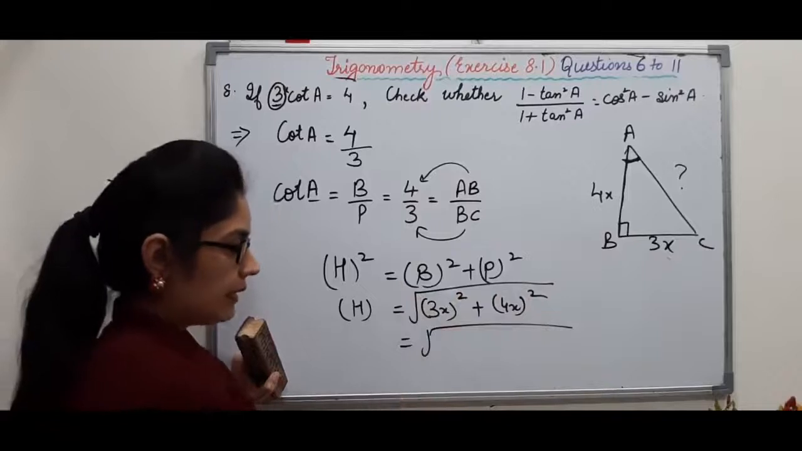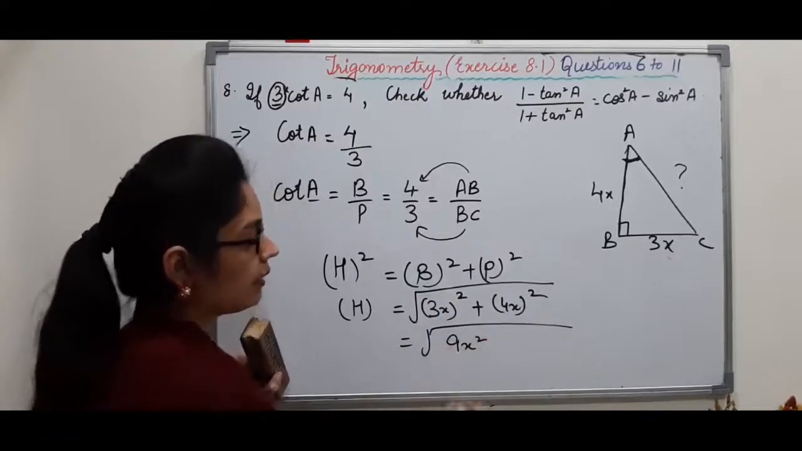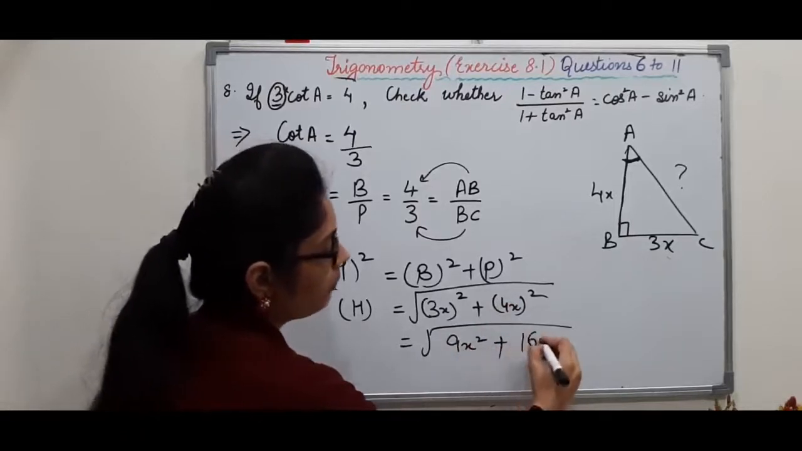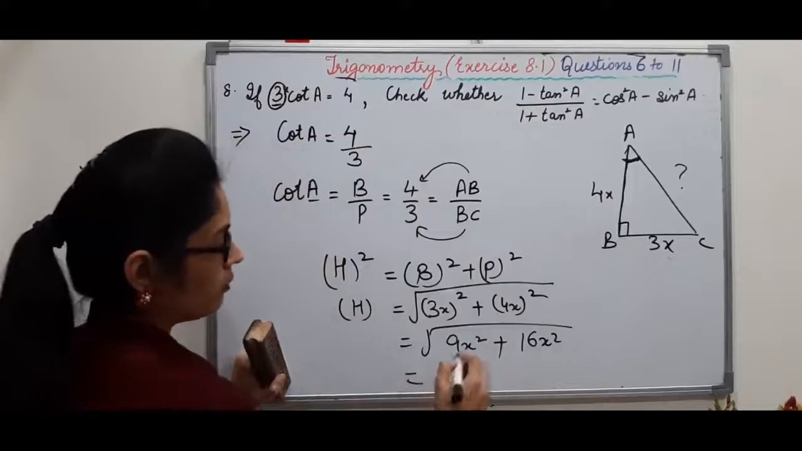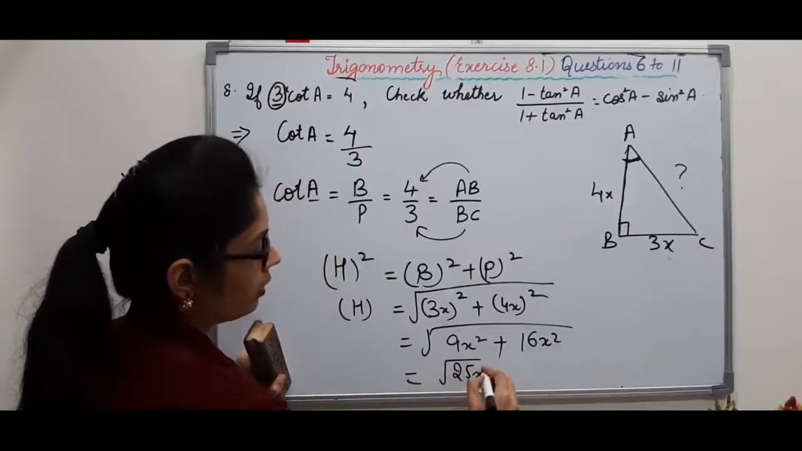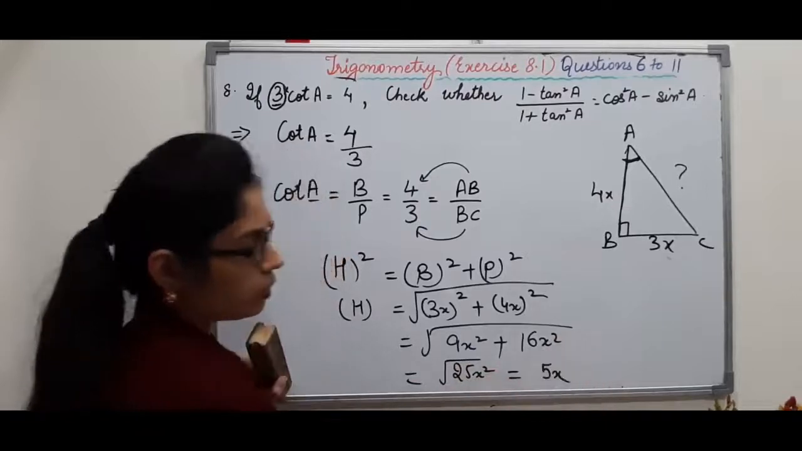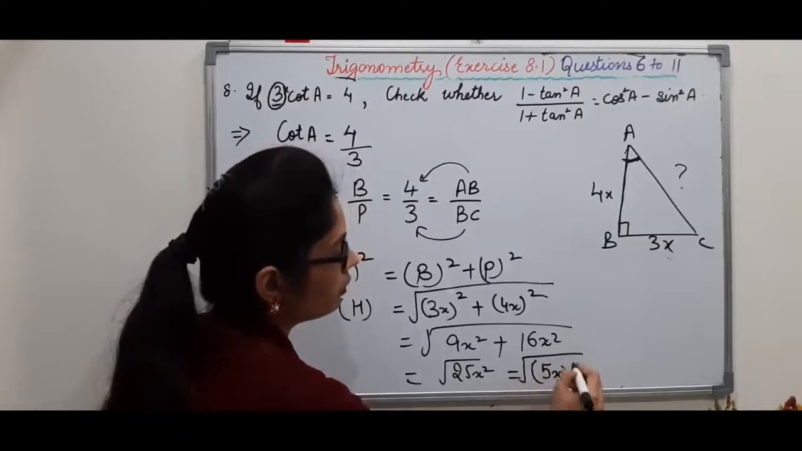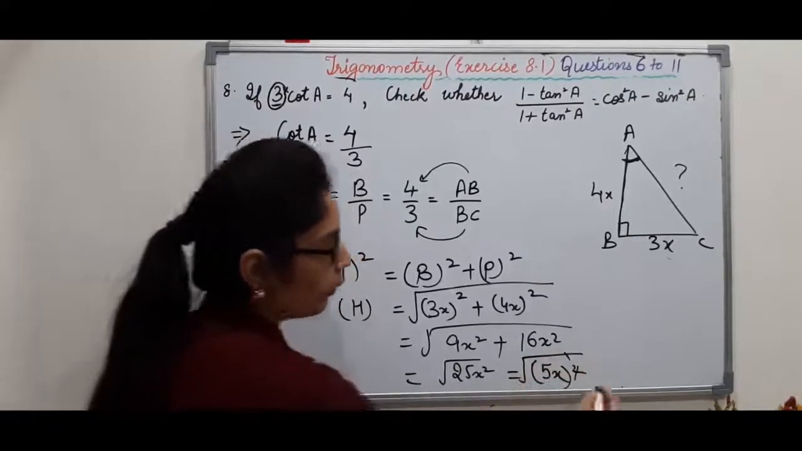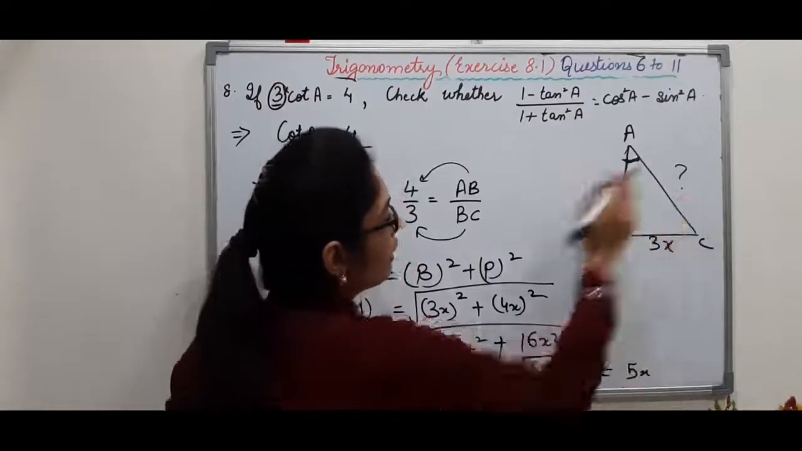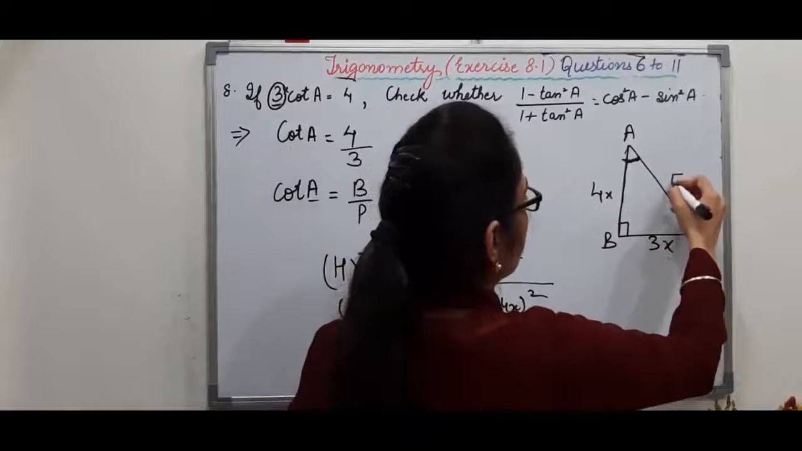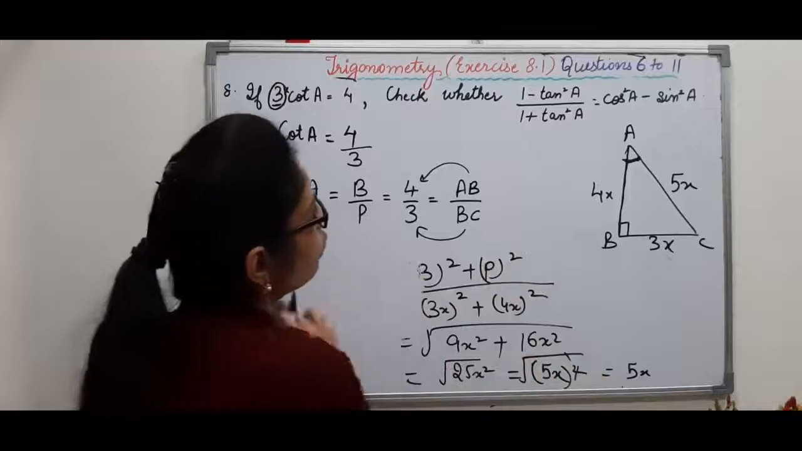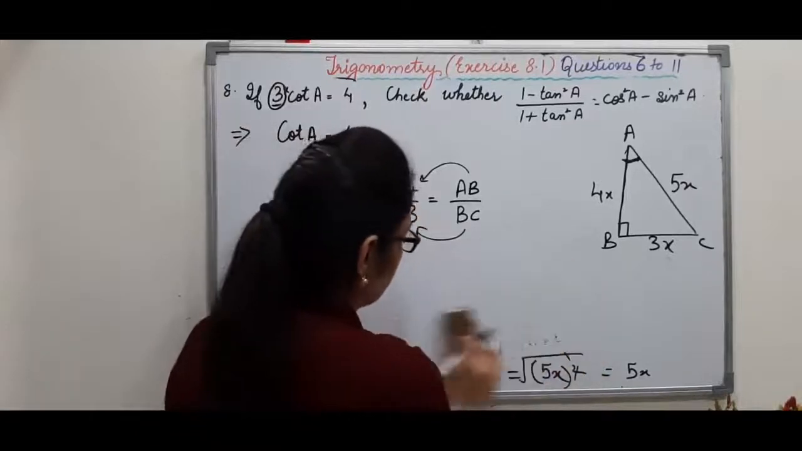So square of 3x is 9x square. 3 into 3 is 9, x into x is x square. Same way 4x whole square is equal to 16x square. So if we add, we will get 25x square, which is equal to 5x, because 5 into 5 is 25, and x square. In this way, the square will get cancelled with the square root. So 5x will be the value of AC. So here we can write 5x. Now we have values of all the sides of the triangle. So let's find the values of tan, cos and sin theta.